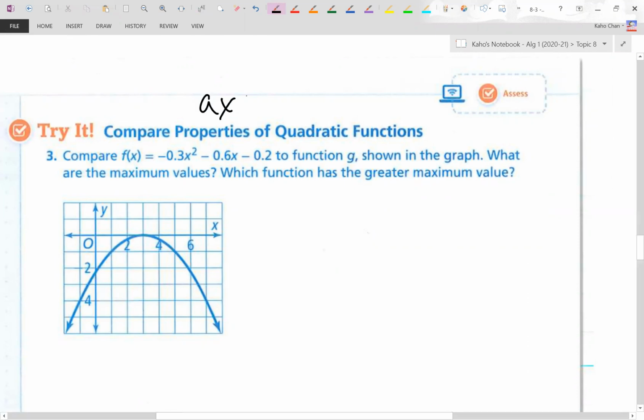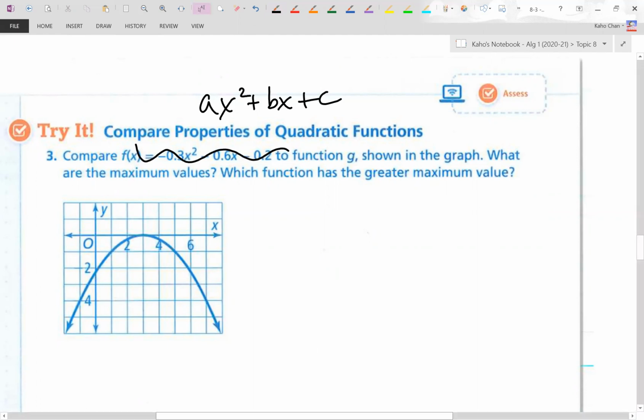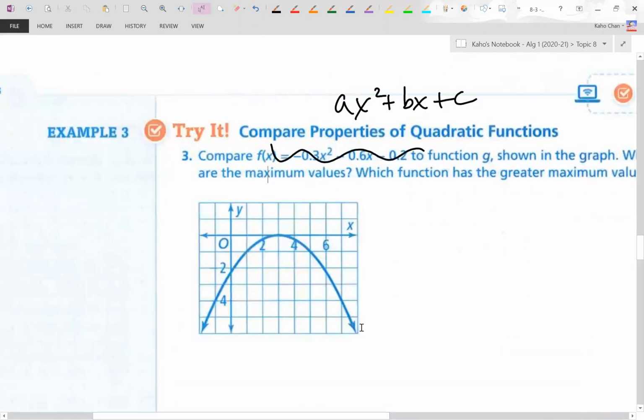ax squared plus bx plus c. We're going to go ahead and just basically come up with some characteristics of this particular graph. We're not going to compare, so I'm going to skip that part. But I'd like to take a look at the parabola that's been given to us. Sometimes graphs are hard to interpret, and let's try to figure out what the standard form will maybe look like. Obviously, this is a parabola that opens upside down.